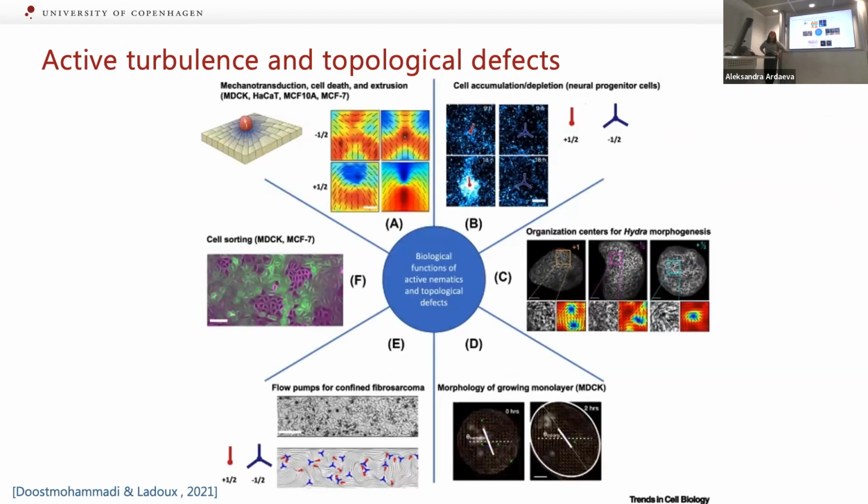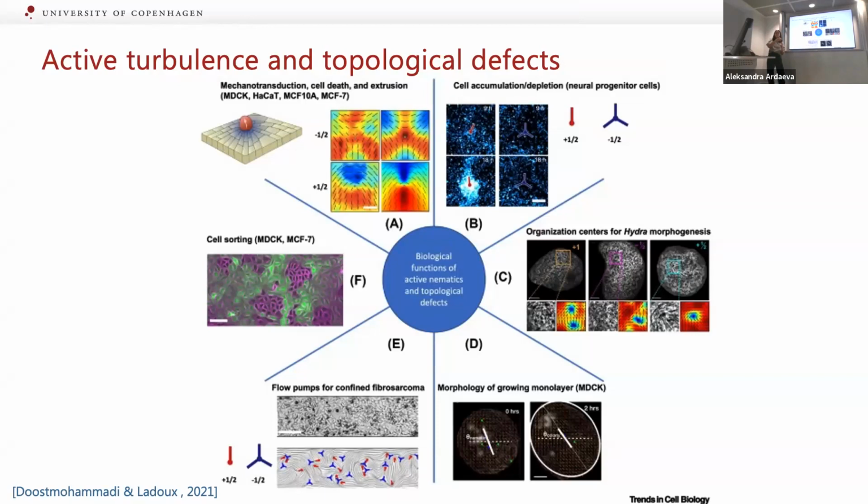Recently, there have been lots of studies trying to understand the role of these topological defects in actual biological setups. And they turn out to be quite important. For example, if you have a cell monolayer, plus-half defects coincide with the areas where cells are extruded from the tissue because of the accumulation of stress on the head of the plus-half comet-like defect.